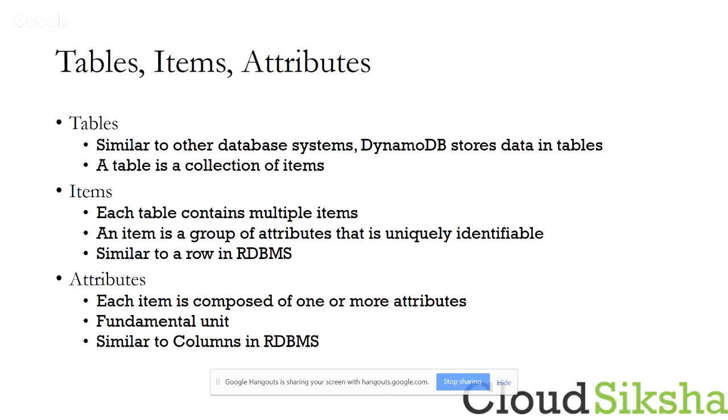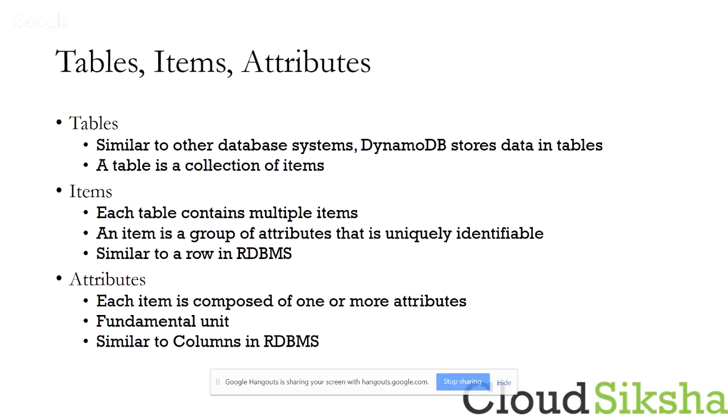So what is an item? Each table will contain multiple items, right? And there is going to be at least one attribute which will make it uniquely identifiable. You can think of them like a row in RDBMS, but it's not exactly like that. Okay, just for those who want some sort of correlation, we try that.